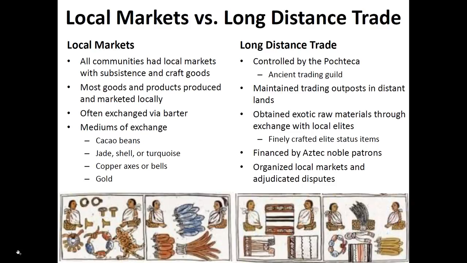Specialized production requires a market economy in order to exchange resources produced by specialists for other goods and services provided by other specialists. And there are distinctions when looking at the markets in the Aztec Empire between local markets and long-distance trade. All communities had local markets to allow subsistence goods and craft goods to be marketed by local community members, and also to allow them access to outside goods that are imported.